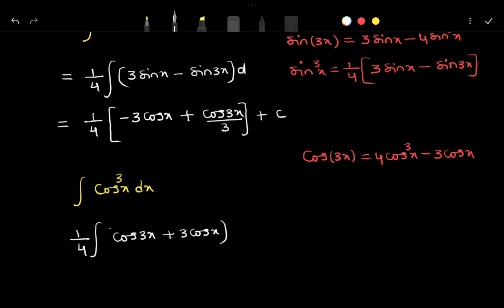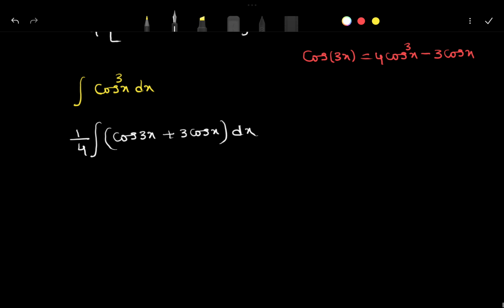So here cos cube x can be modified like this. After that, what is the integration of cos 3x? That is sin 3x by 3. So 1 by 4 into sin 3x whole divided by 3, plus 3 into sin x, plus c. So this is the integration of cos cube x.